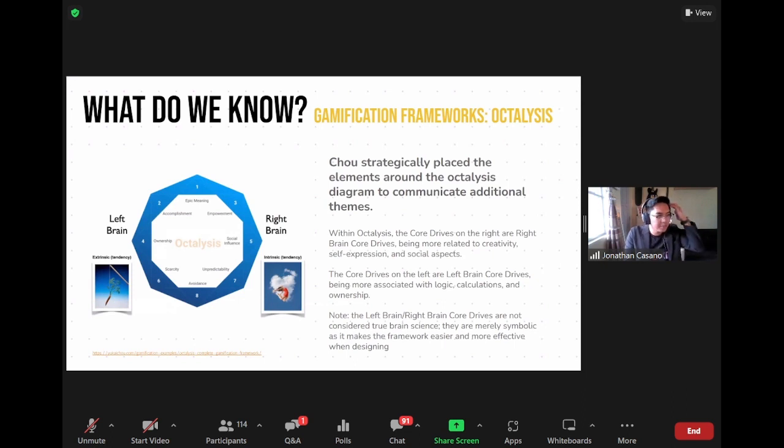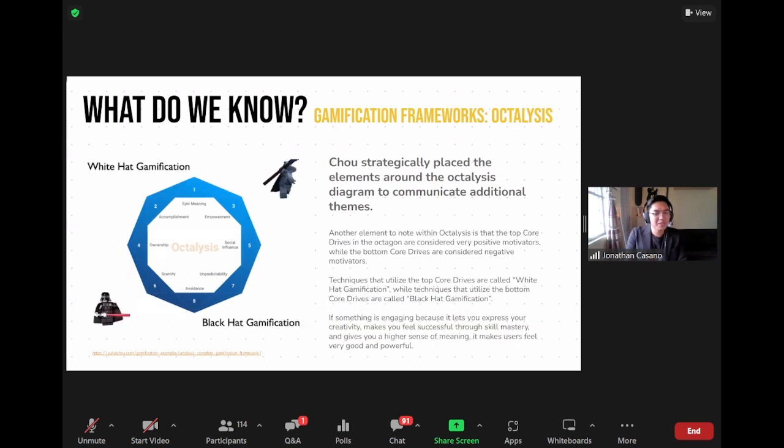Accomplishment, ownership, scarcity: left brain, survival. I need to win. I need to take ownership. This should be mine. Those are left brain drives. Right brain are empowerment and social influence. Can I do something in this class that can affect another student positively? Right brain. You also have what's a little bit more interesting, the white hat and the black hat gamification strategies.